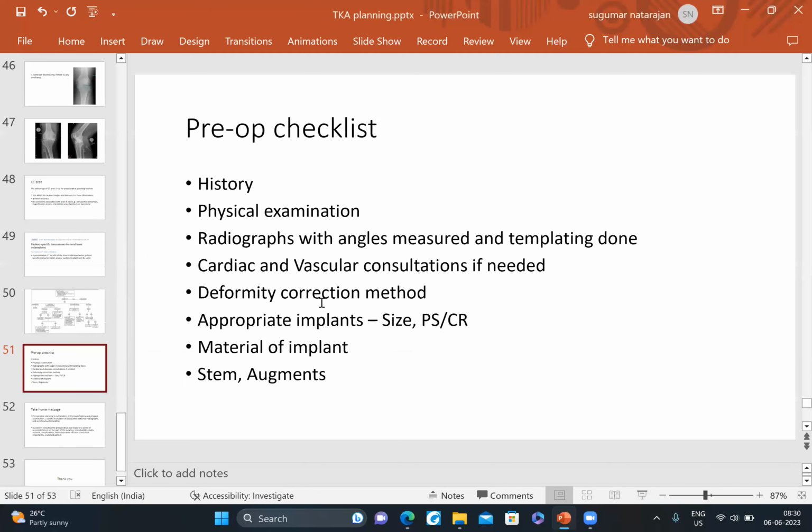Most of our patients whom we refer for arthroplasty must already have the spine X-ray because of some pain here and there. It's a good idea to get the spine X-ray done compulsorily. Yes, sir.